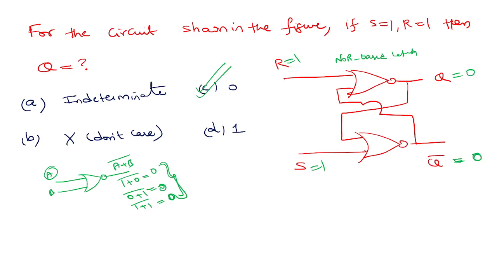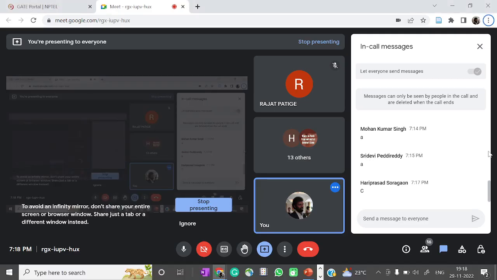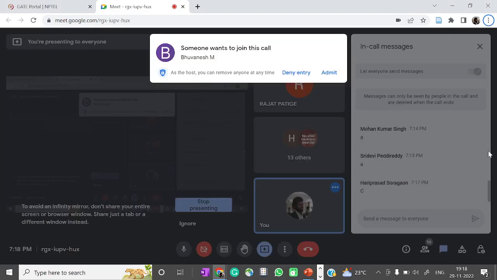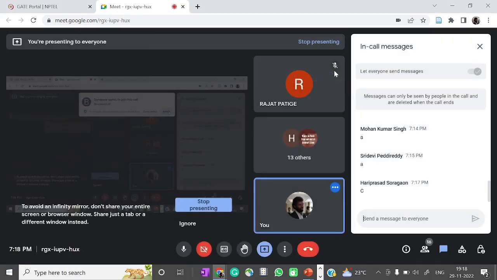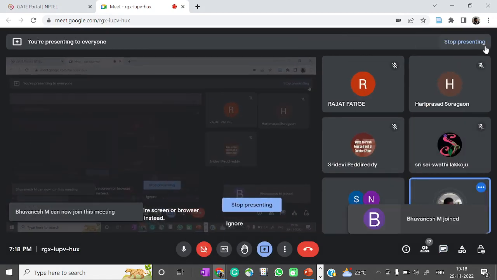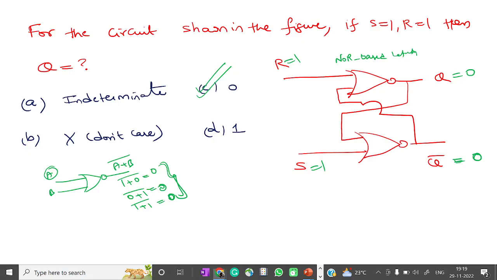Anybody got confused with this? Please type in your chat box if you are confused. Okay, and then it's clear, right? So we'll move on.